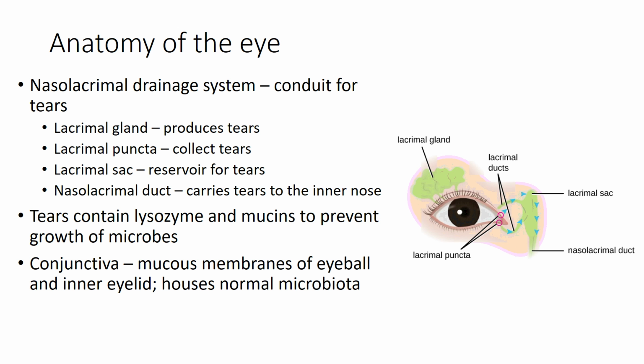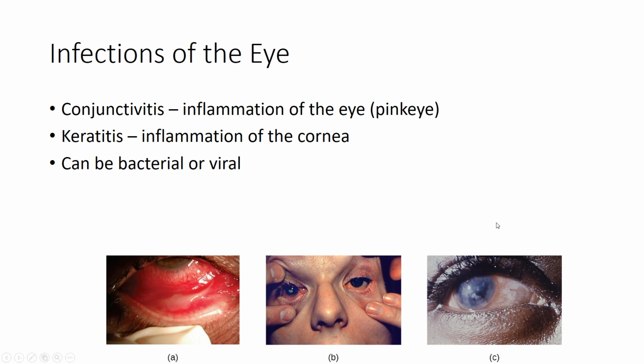But you, again, have a very healthy, normal microbiota. On the outside layers of the eye, the mucous membrane called the conjunctiva, you have lots of microbes that keep things from growing. But if some of those residents overgrow or you get microbes in your eye that aren't supposed to be there, you can end up with conjunctivitis, which is inflammation of the eye. I know you've all heard of pink eye.